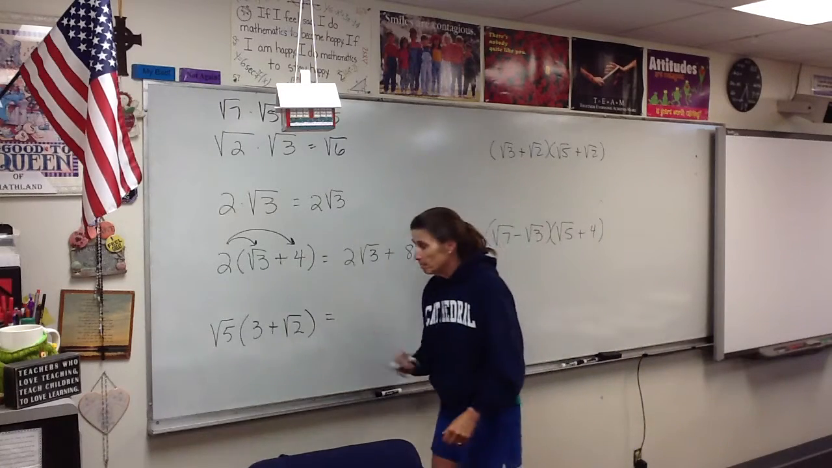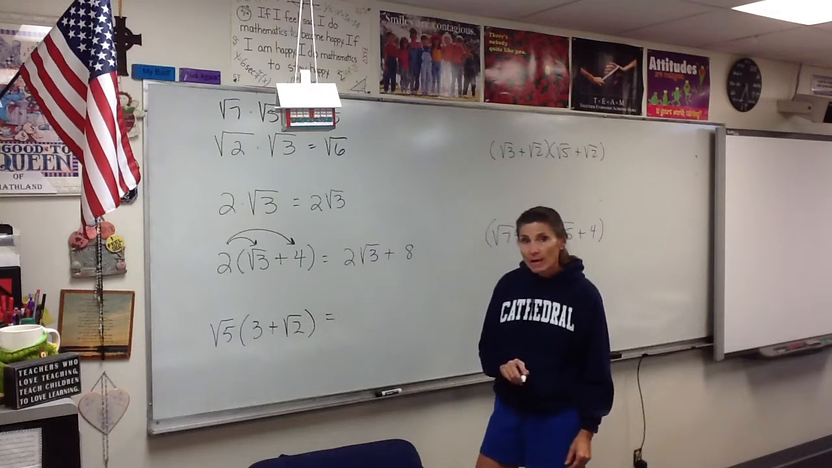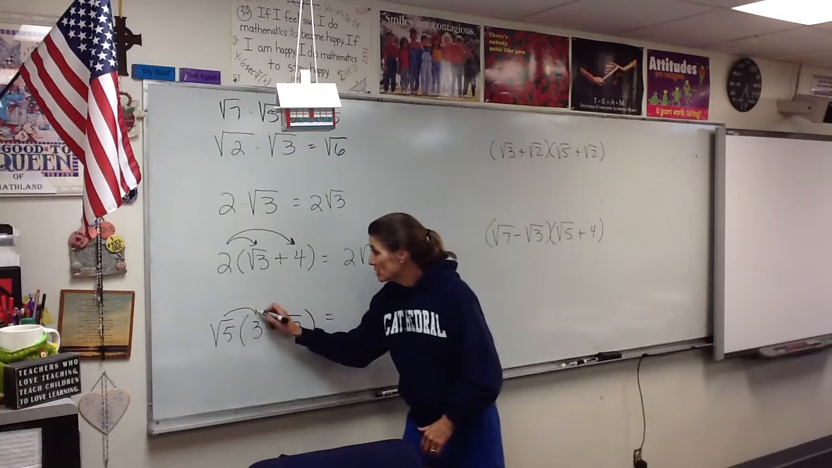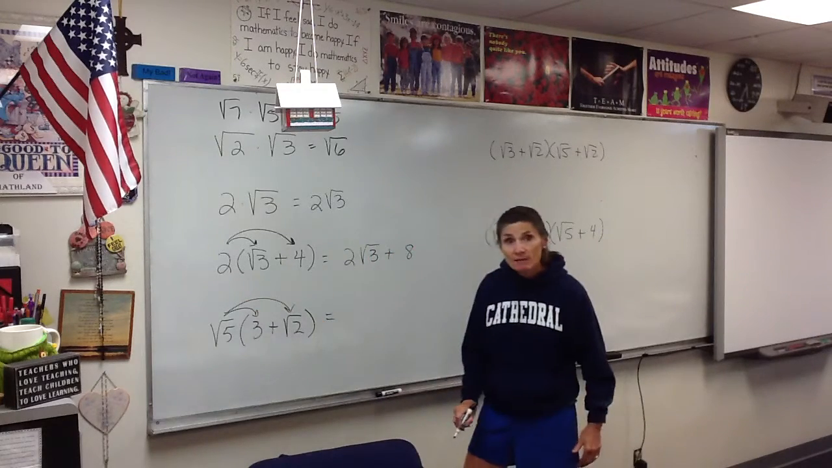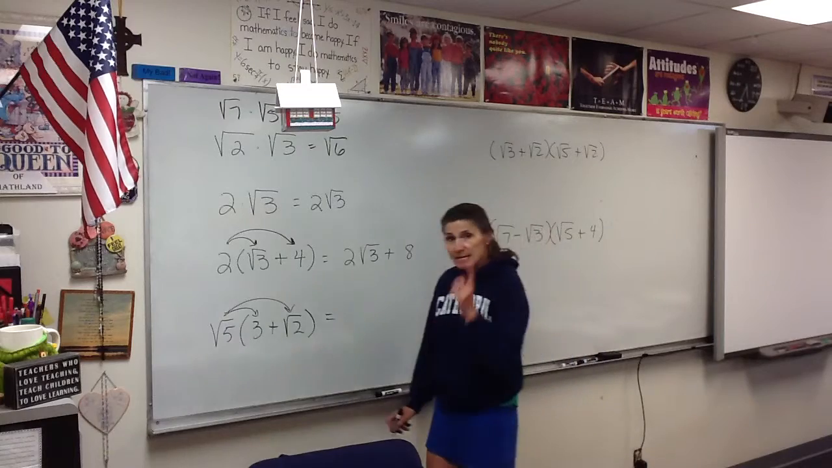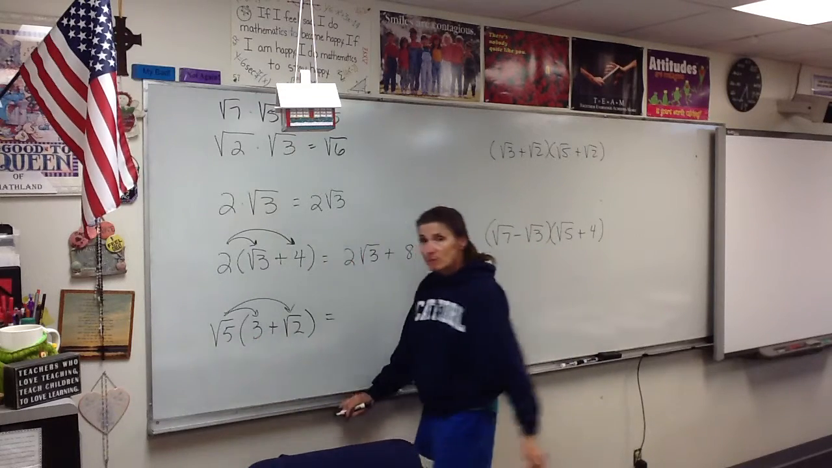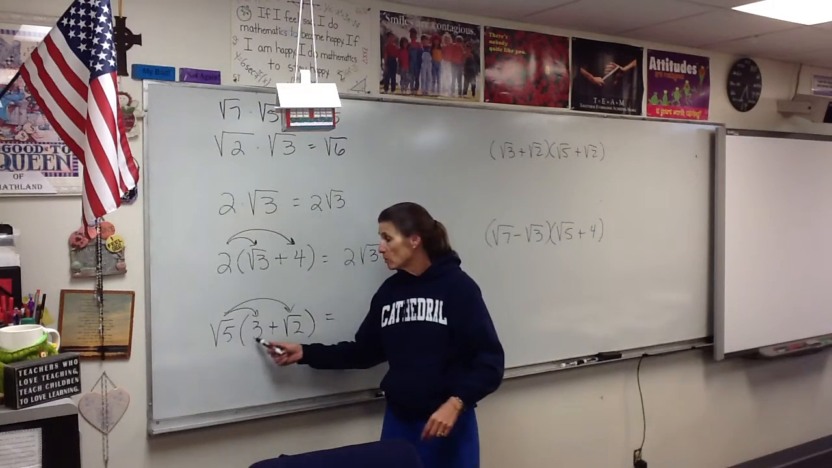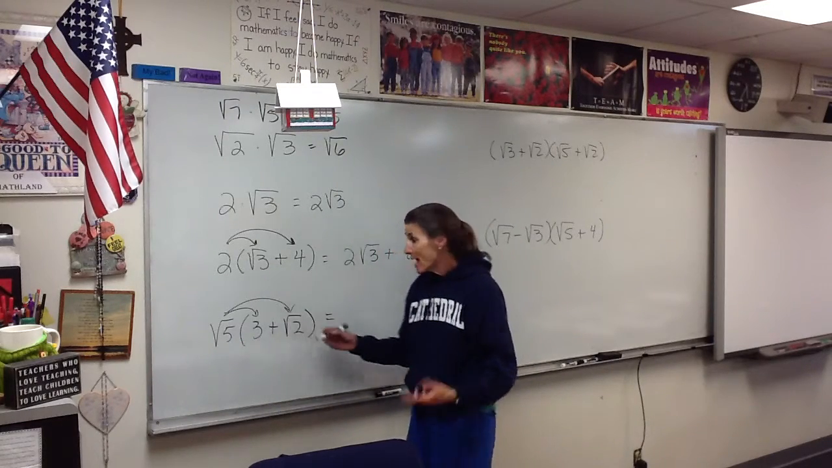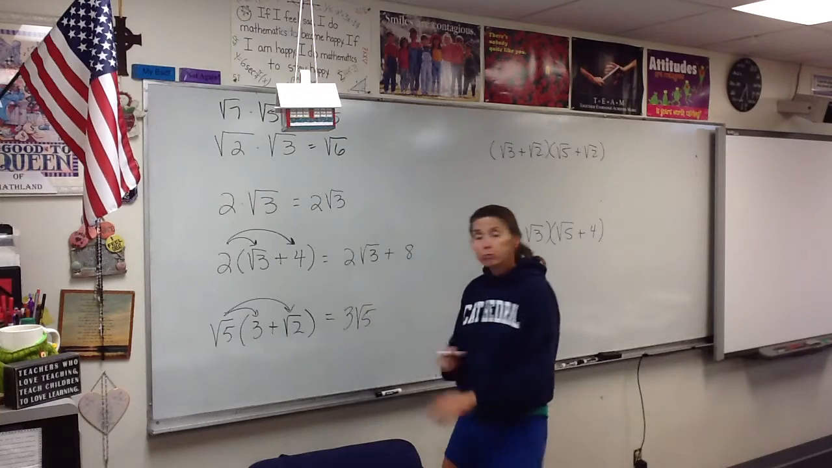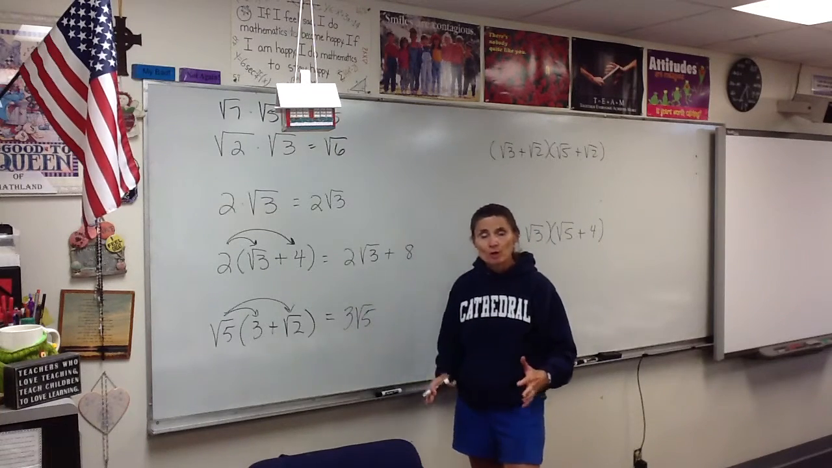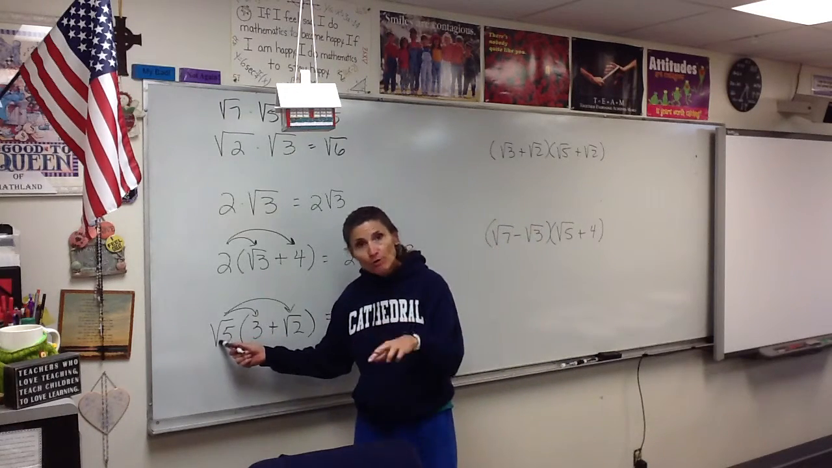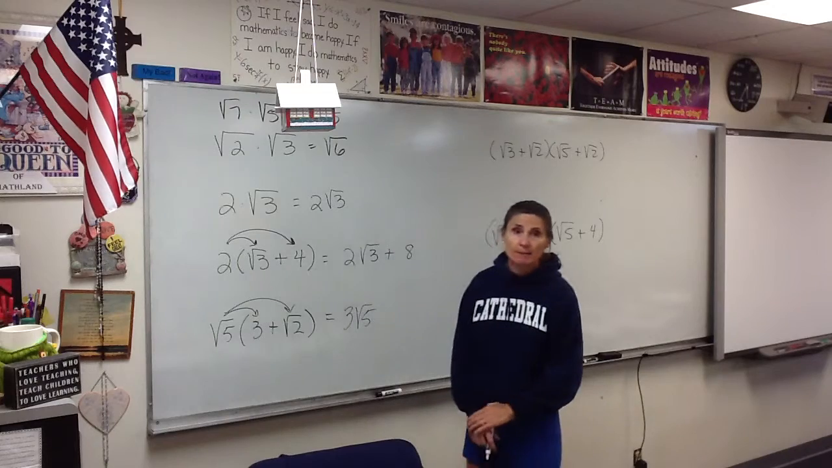Now what about this one? Well, again, this is a distributive situation. Now we're going to take a radical 5 times 3. The 5 is under the radical, the 3 is not. So that's going to give us 3 radical 5. Please do not get a 15 out of that. You can't get 15 out of that. The 5 is under the radical, the 3 is not.